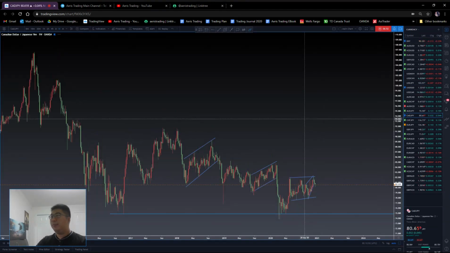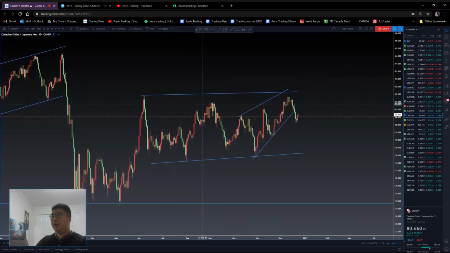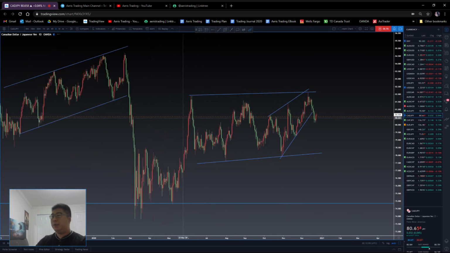Let's look at Catyen, which is a trade that I'm still in. So here on the daily, to me, this is a double top. We had the previous swing high area, and then this is the current swing high area. And how to confirm it? What is the price doing? What is the price doing when it gets there?